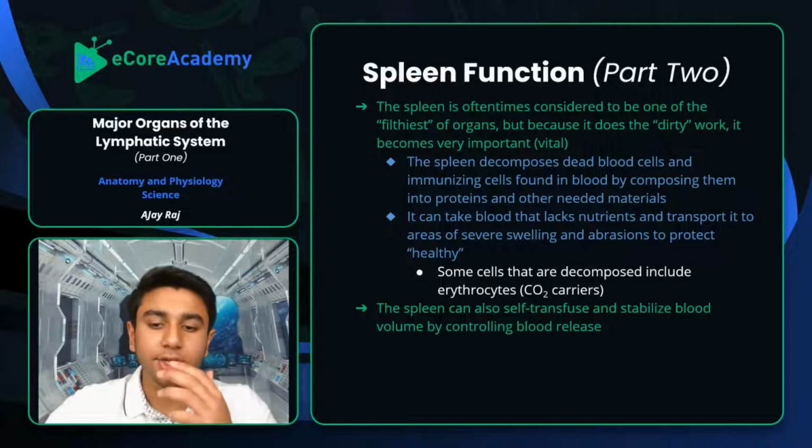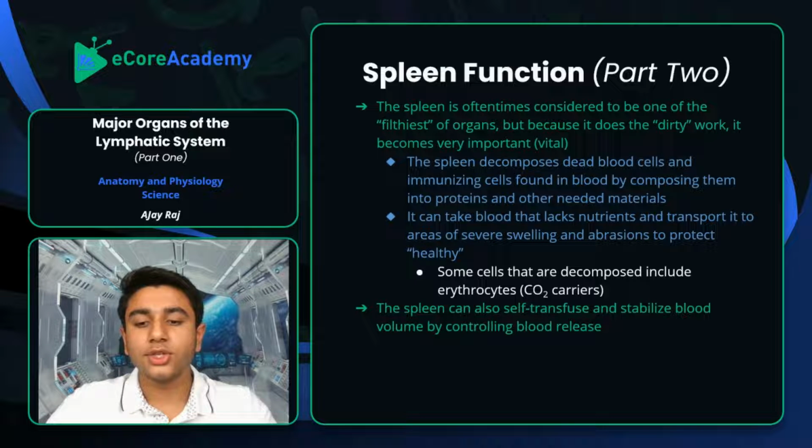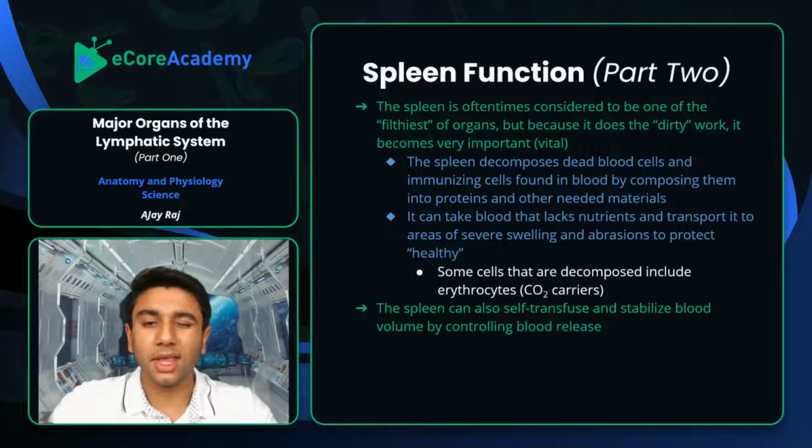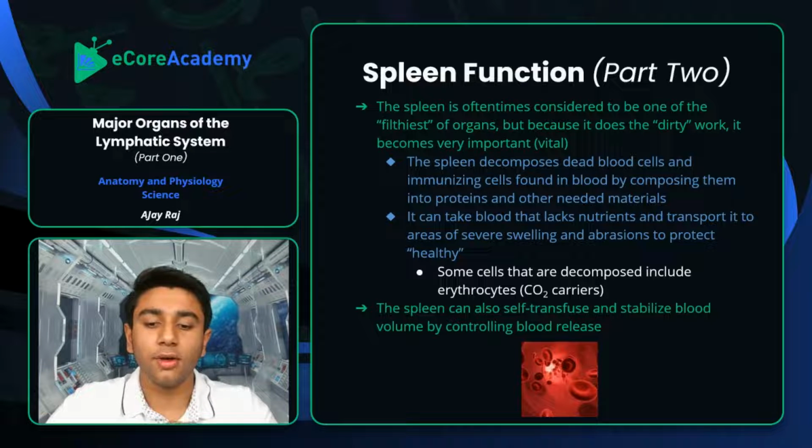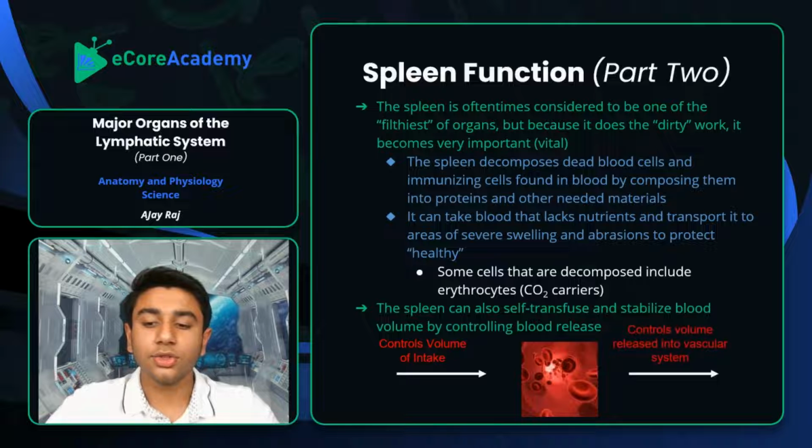And also, the spleen can self-transfuse and stabilize blood volume by controlling blood release. So let me just explain that in layman's terms. The spleen can control its input and output of blood, which controls the volume of blood in the entire body. It's very important in blood volume control. So if we have our blood cells here and just our blood content here, it can control volume. It controls the volume of intake of blood, and it also controls the volume released back into the vascular system.